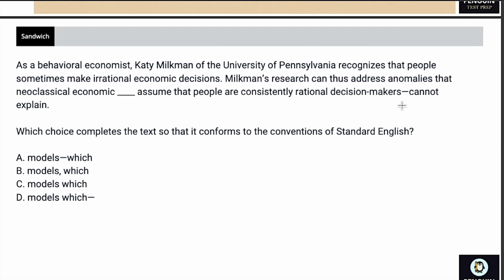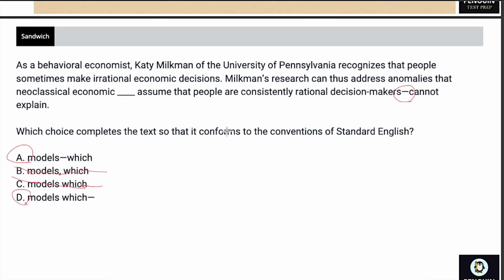So a lot of the time, not all of the time, this is a myth, it's not all the time, but a lot of the time, if you have a dash, you're going to have another dash, and it's going to create a non-essential dash sandwich. So basically, we have two different options that are going to do that for us, and we have to decide between them. Easy way to figure out which one is correct is to test both of them by getting rid of the proposed non-essential information.